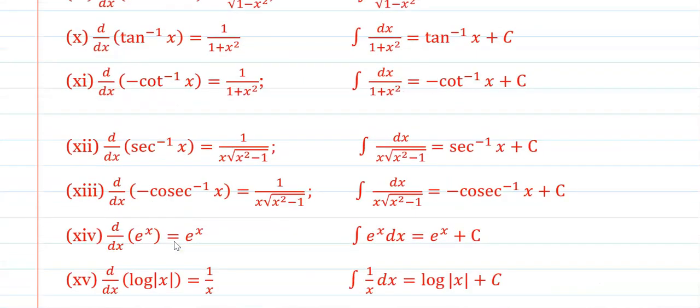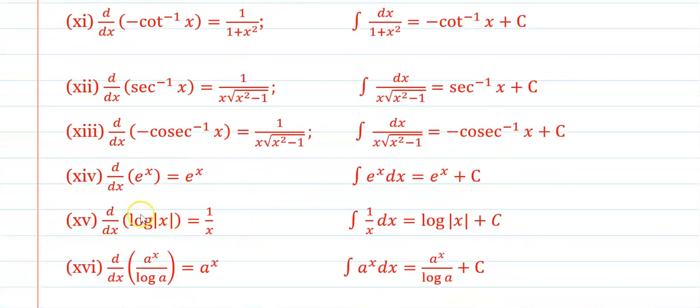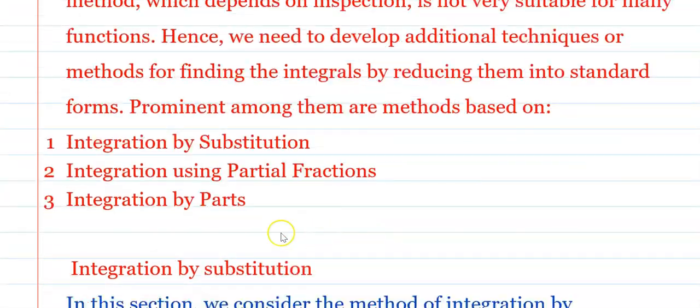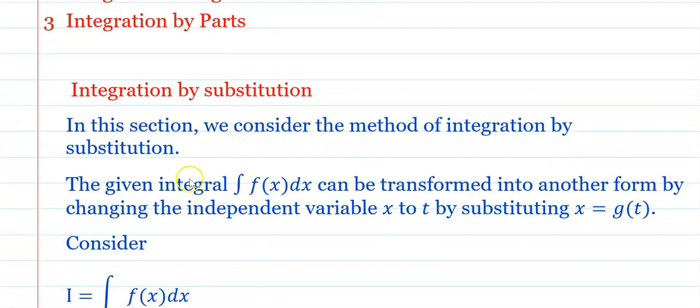Which are the standard forms? These are the standard forms. Take a suitable substitution and reduce it to the standard form. Prominent among them are methods based on, first, integration by substitution, integration using partial fractions, and integration by parts. Now in this video, we will discuss integration by substitution. In this section, we consider the method of integration by substitution.